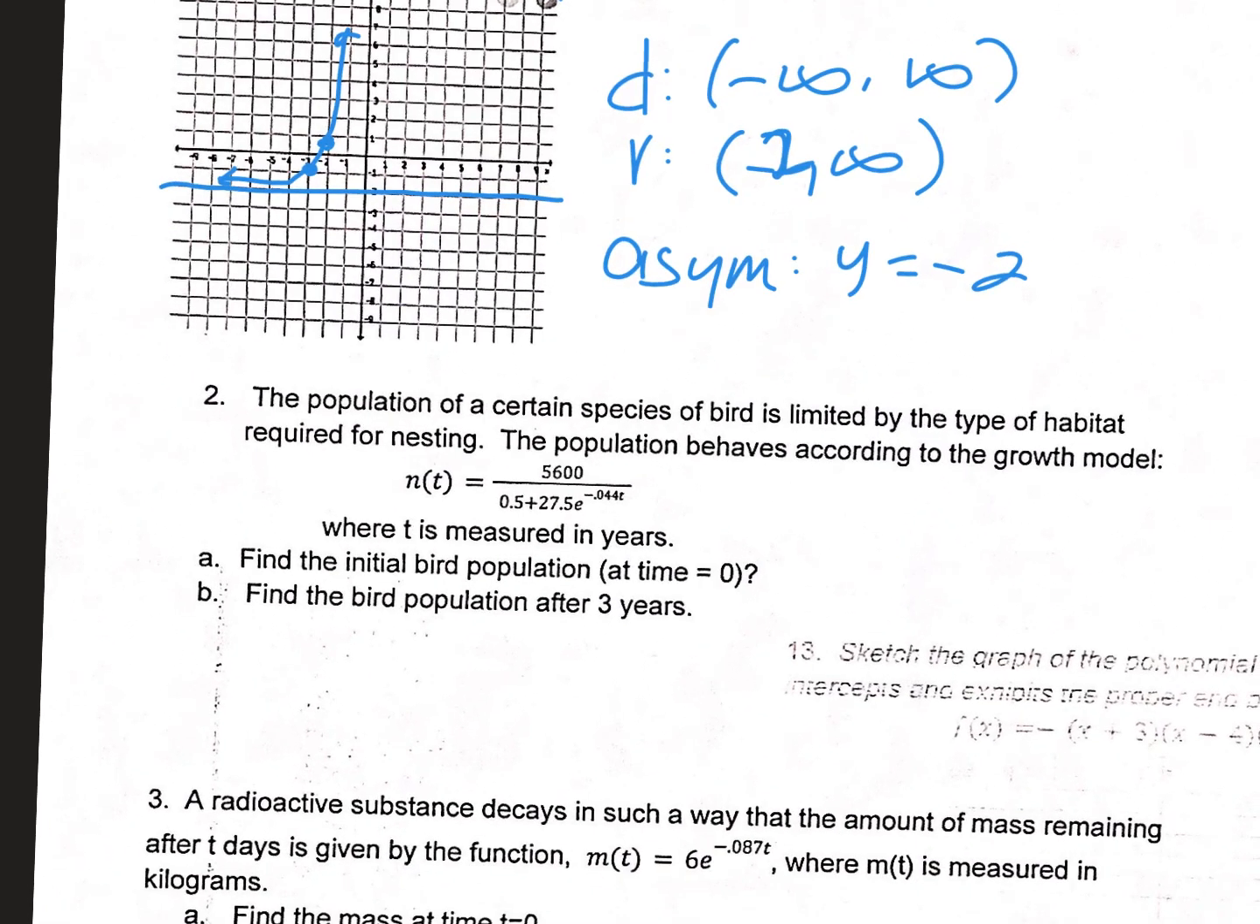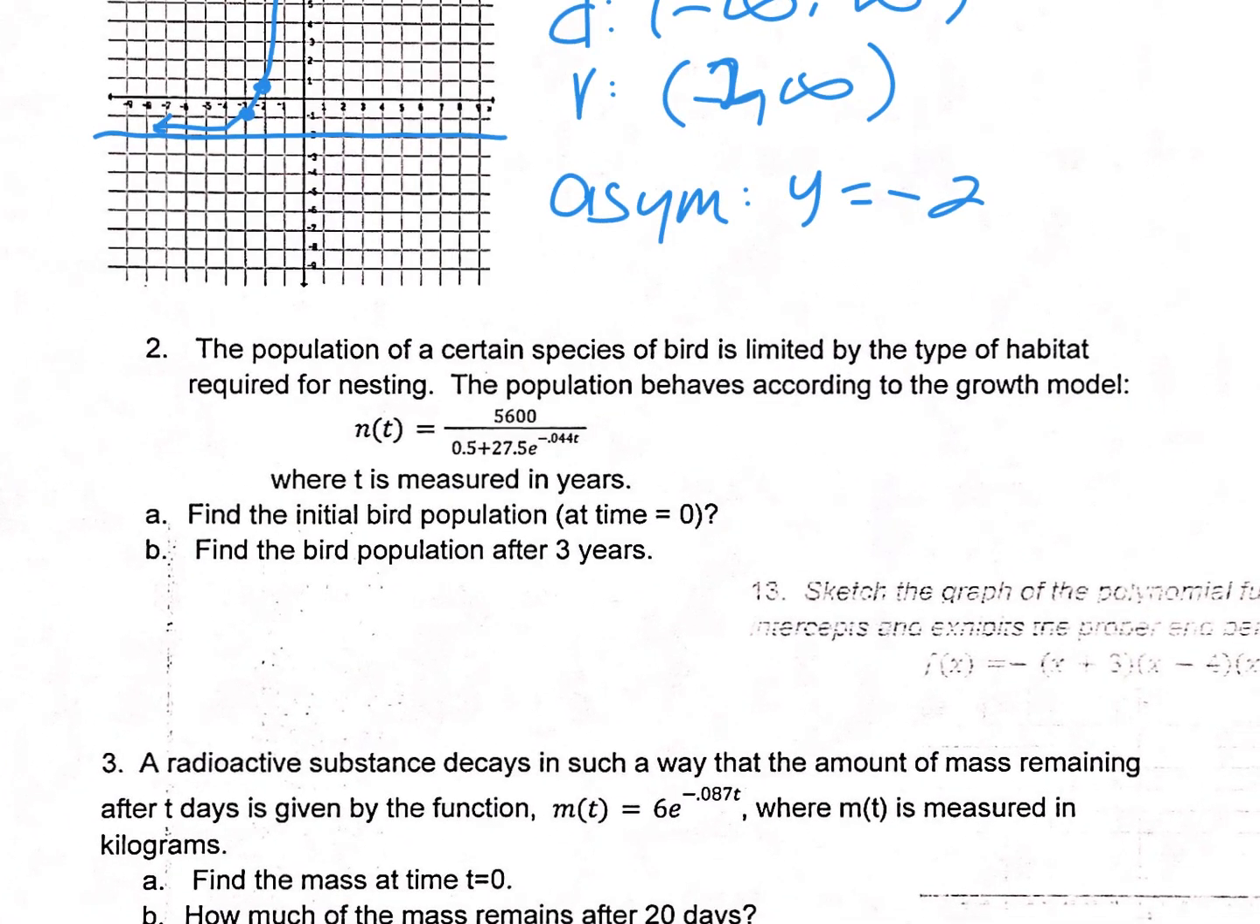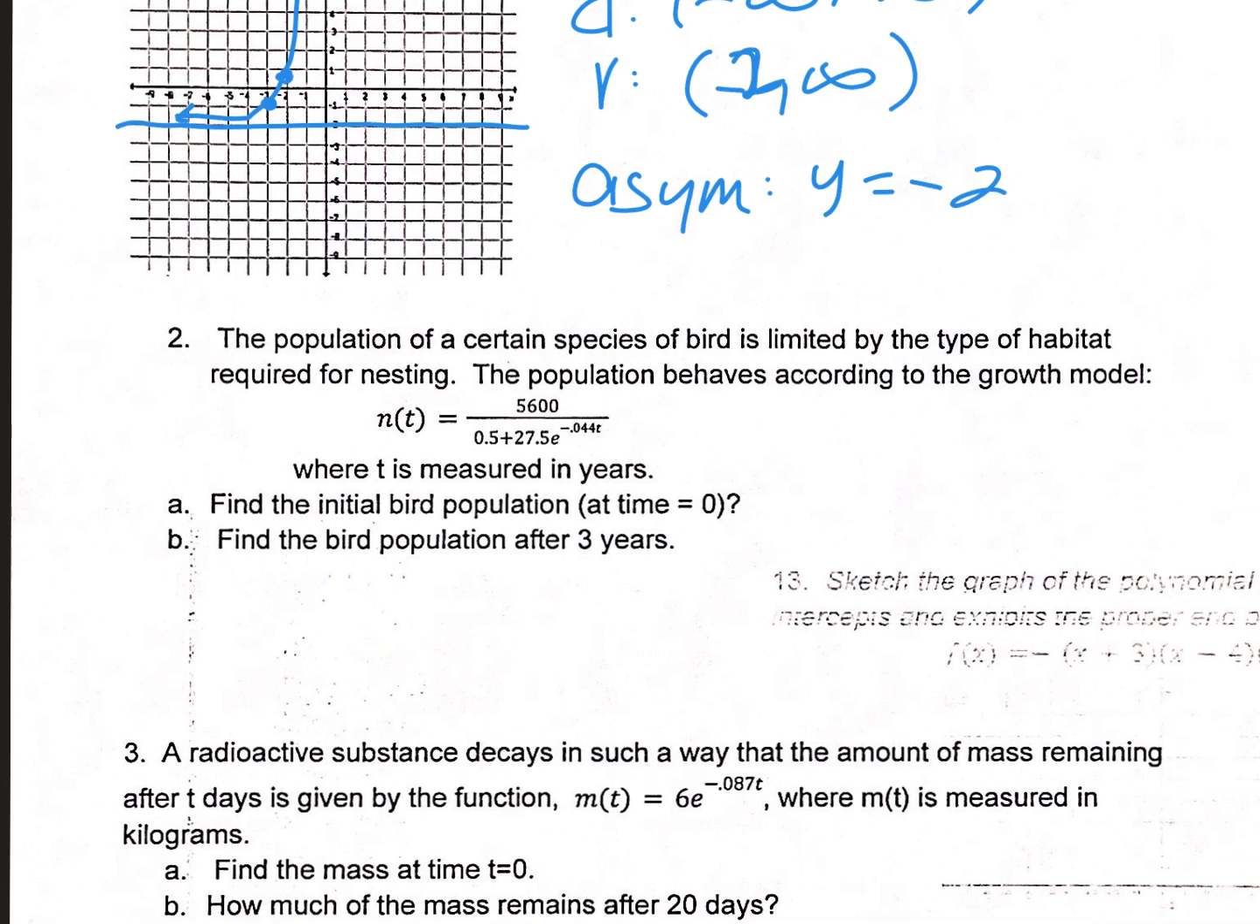Number 2, the population of a species of bird is limited by the type of habitat required for nesting. The population behaves according to, that's logistic growth like we talked about the other day. I'm going to have to be honest with you right here. I did not bring my calculator home, so this is going to be interesting. It says at time 0. I can do this one though.